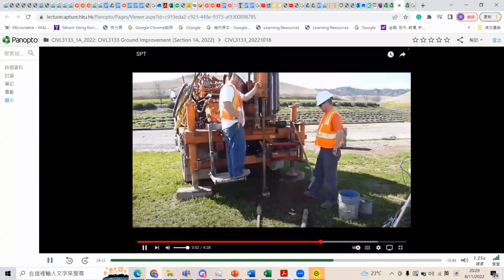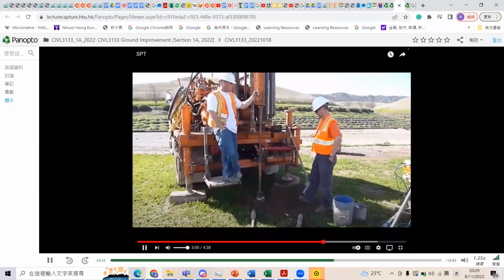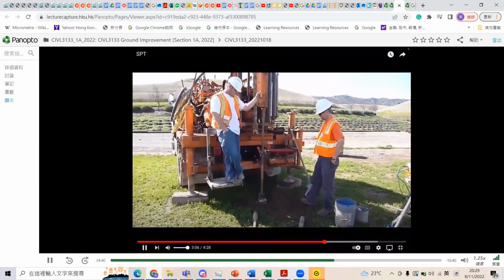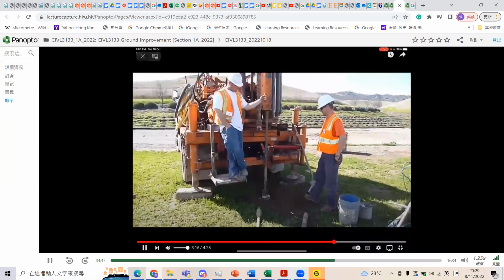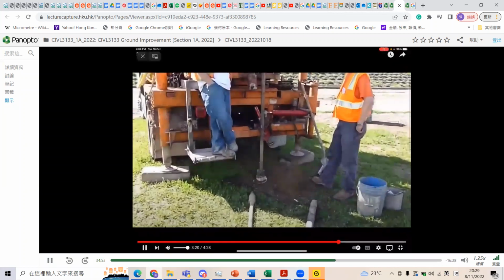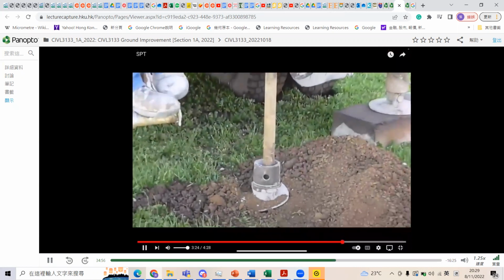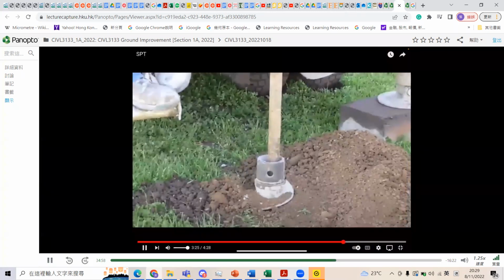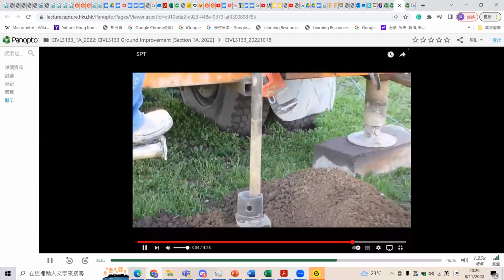I'll post these videos onto Moodle, so you can take a look at your own time again. So the hammer is automatic in this case, and it's going in. It's hitting an anvil. At the top, there's a hammer, and it's penetrating this rod in the ground. At the end of the rod is a split spoon sampler. And these workers here are essentially counting the number of blows and measuring the penetration. And I'll talk about how we measure the penetration, what it means when we stop, when we terminate later on.